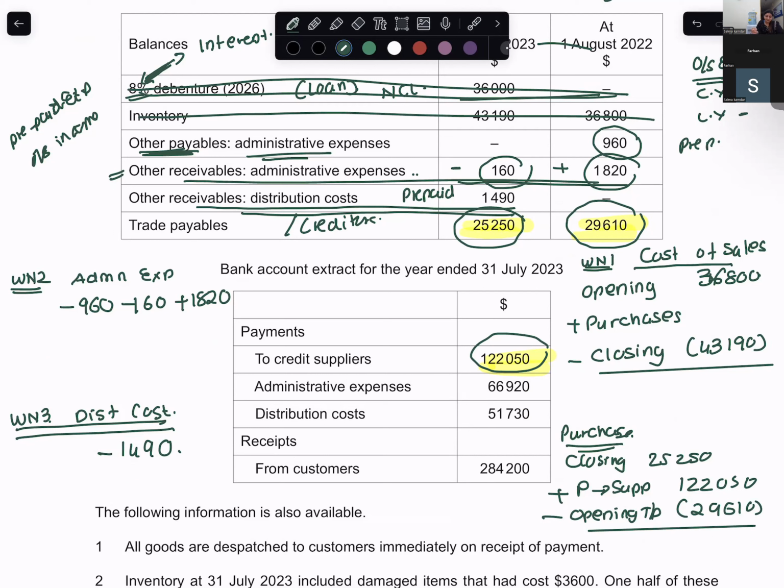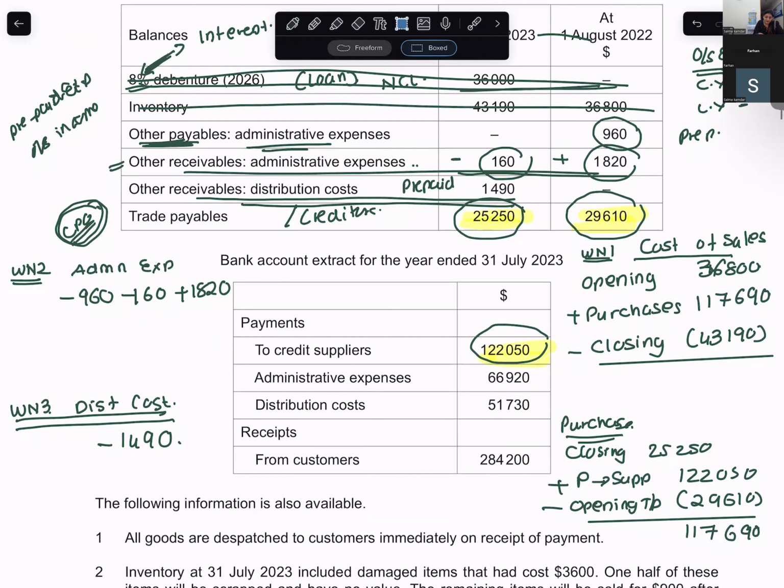Please do your markings accordingly. So how much is your purchases? Let me calculate. So this is coming up to 117,690. Are you with me? Okay, fine. Now let's go ahead.